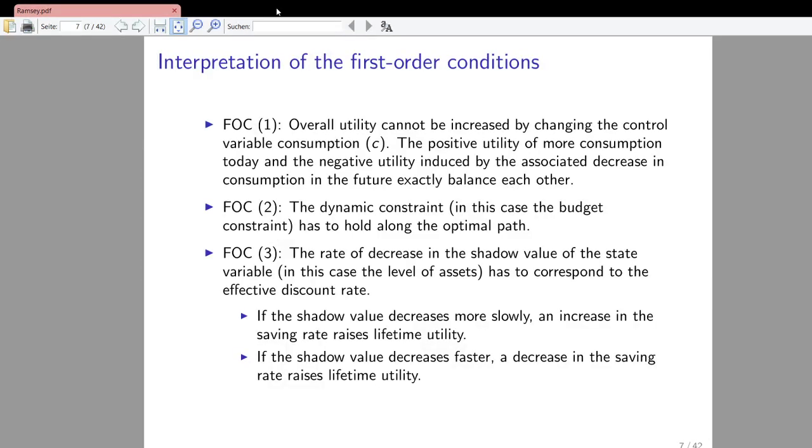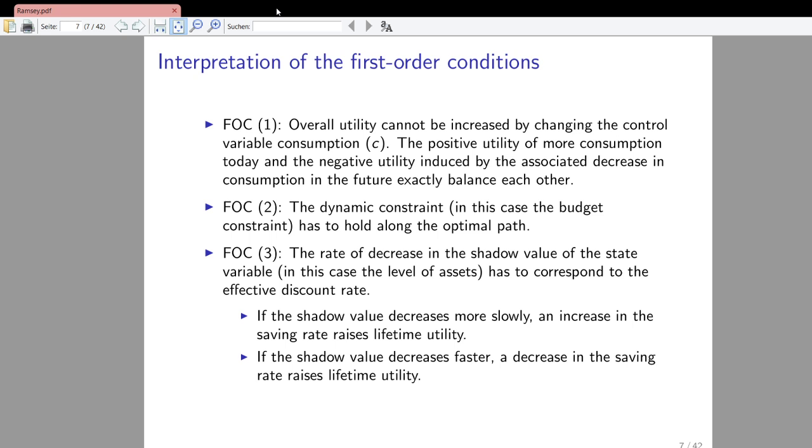On this slide we have again the summary of the interpretations of the three first order conditions, where the first one, as I said before, is an optimality condition, that the value of the Hamiltonian, overall utility, could not be increased by changing consumption. So that means that the positive utility of more consumption today and the negative utility that is induced by the associated decrease in future consumption, due to the fact that I would run down assets by consuming more today, these two effects balance each other off if this first order condition is fulfilled.